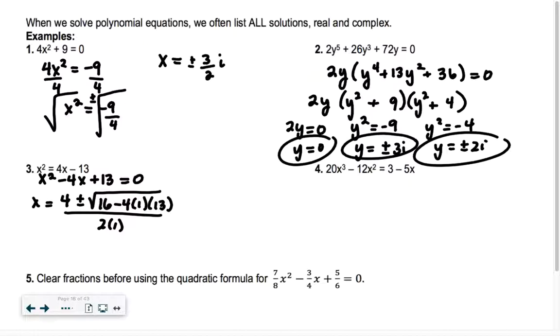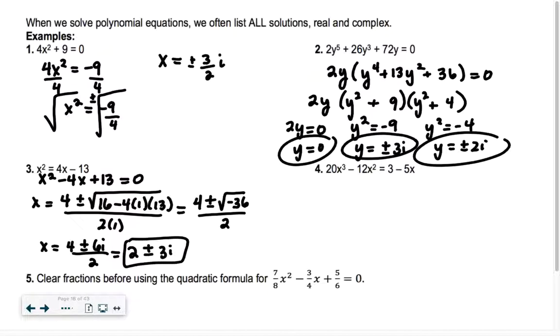So that's 16 minus 52. 4 times 13 is 52, which is negative 36. So I'm going to have 4 plus or minus the square root of negative 36 over 2. So what do I write for the square root of negative 36? 6i. So 4 plus or minus 6i over 2, which becomes 2 plus or minus 3i. So that's the answer there.